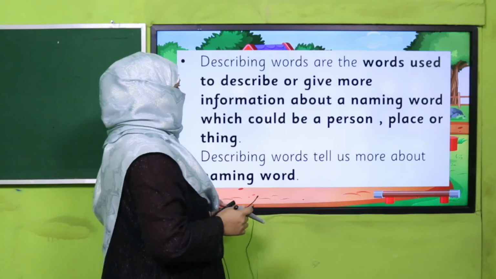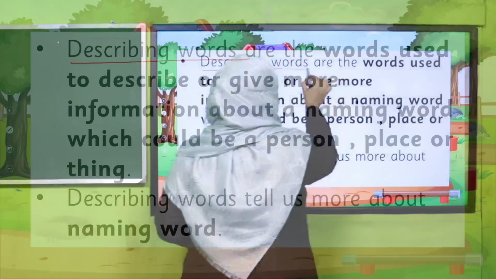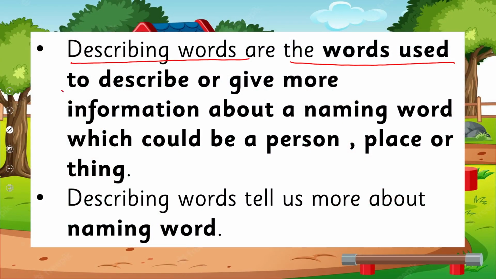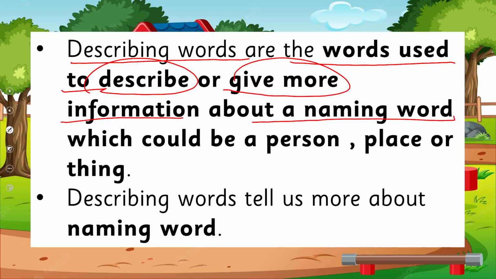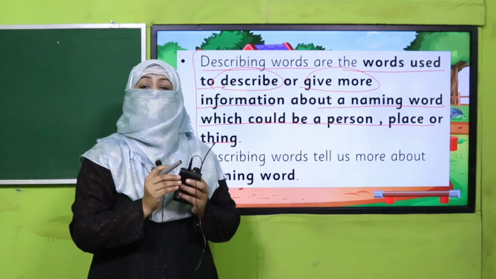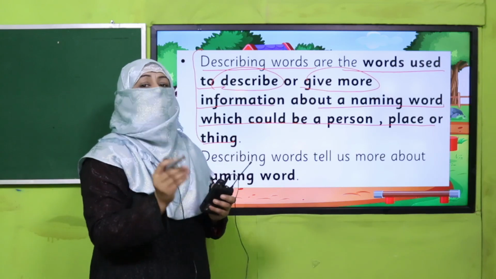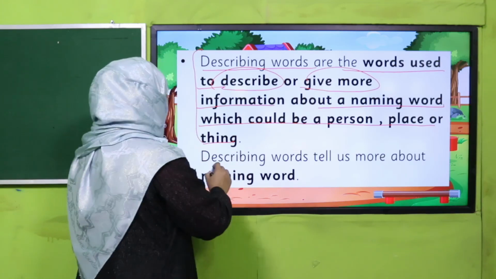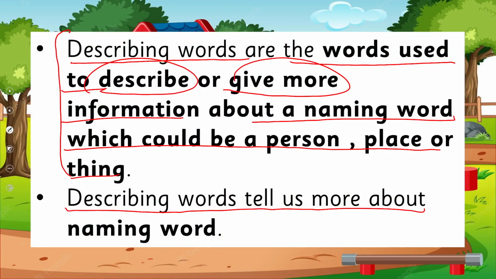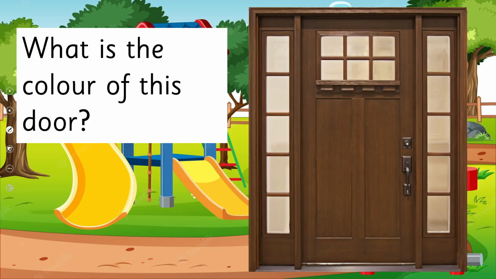Yes, my dear students, I hope you remember that describing words are the words used to describe or give more information about a naming word, which could be a person, place, or thing. So, beta, we know naming word refers to a person, place, or thing. So, a word which tells us about a person or a place or a thing is describing word, right? And we use a describing word before naming word. So, how do we use it?